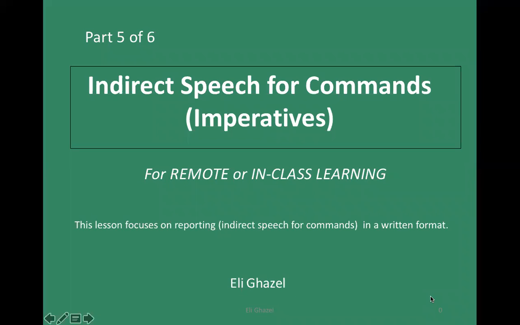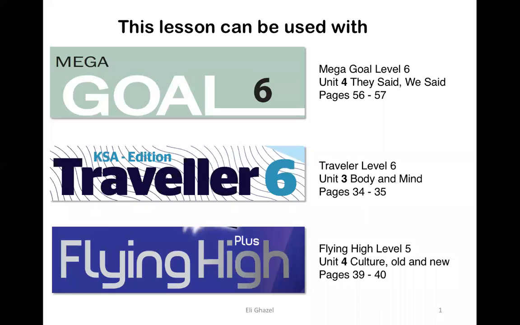Hello, this is part 5 in a series of 6 sessions in learning the indirect speech for commands and imperatives. This lesson can be used remotely or in class learning. The focus, again, in this part 5, is on indirect speech for commands in a written format. This lesson can be used with Mega Goal 6, Traveler 6, and Flying High 5.